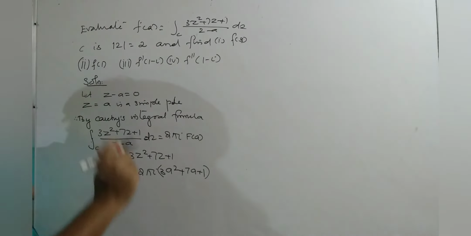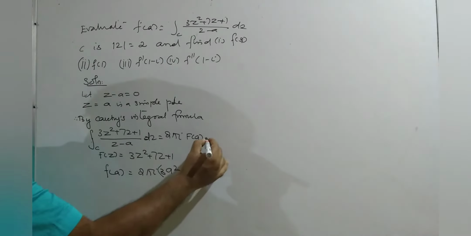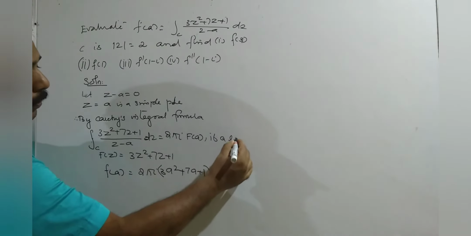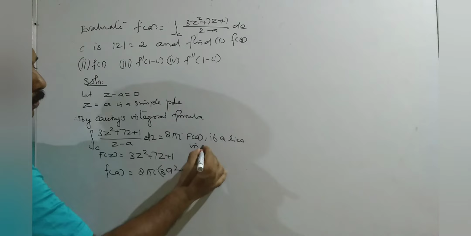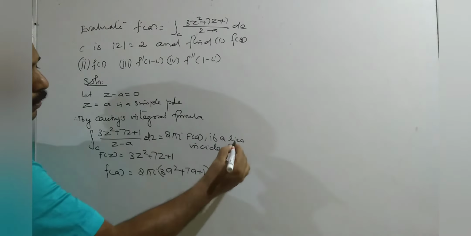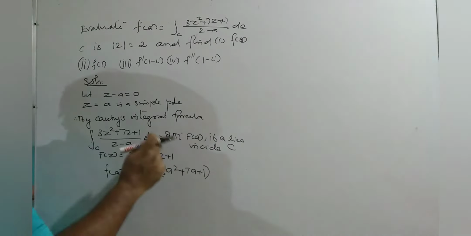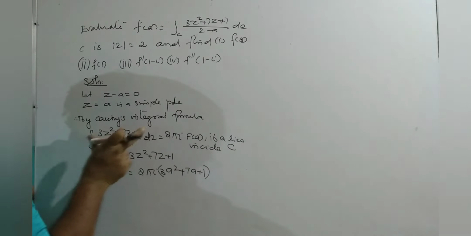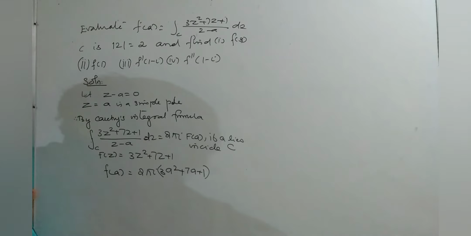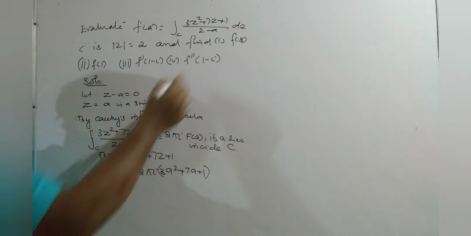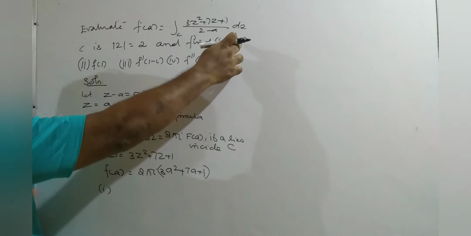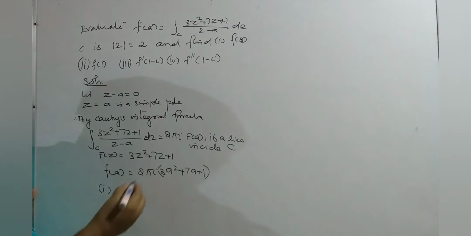Now, first one. What is first one? So this is true only if a lies inside C. If a lies outside, this value is equal to 0. A lies inside, then this integral value is equal to this one. So what is first one? First one is F of 3. So for first one, we take a equal to 3.